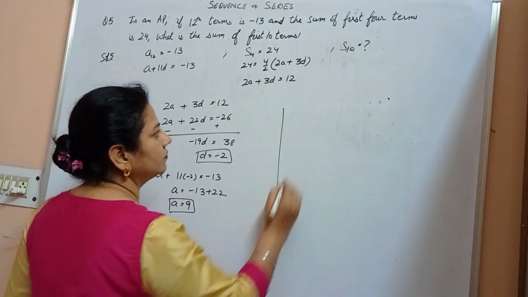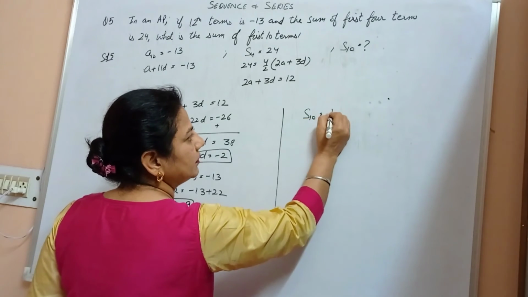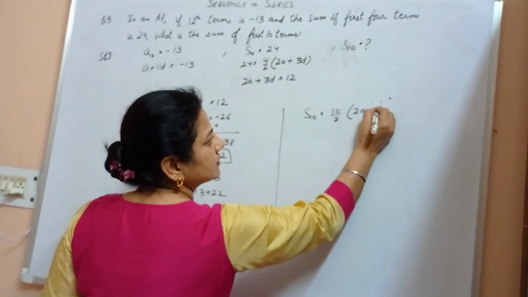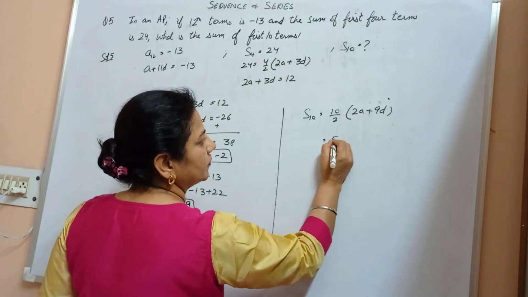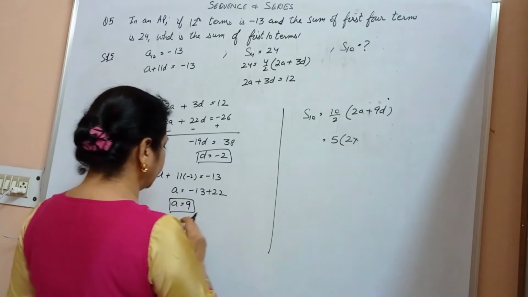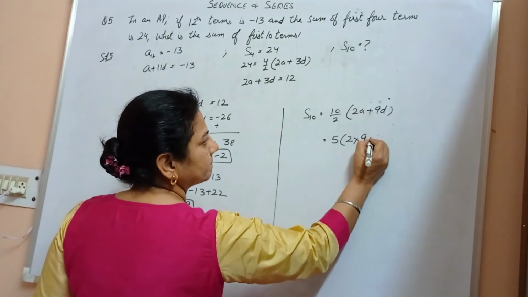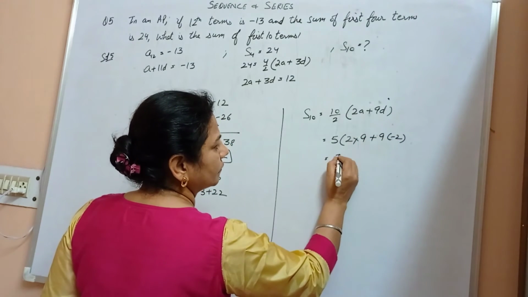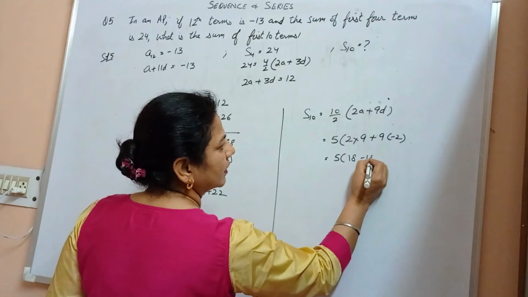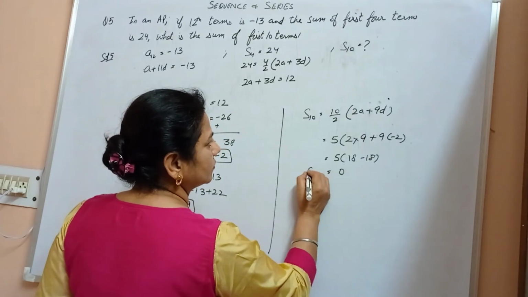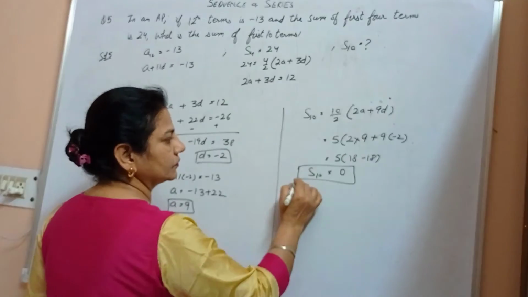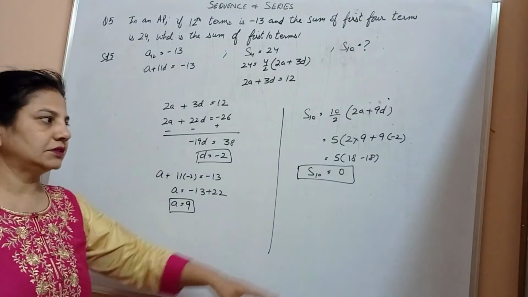So the sum of the first 10 terms, as n is 10, will be 10 by 2 times (2A plus 9D). That comes out to be 5 times (2A plus 9D). A, I have already calculated, is 9. So 5 times (18 minus 18), which is equal to 0. So the sum of the first 10 terms is 0.